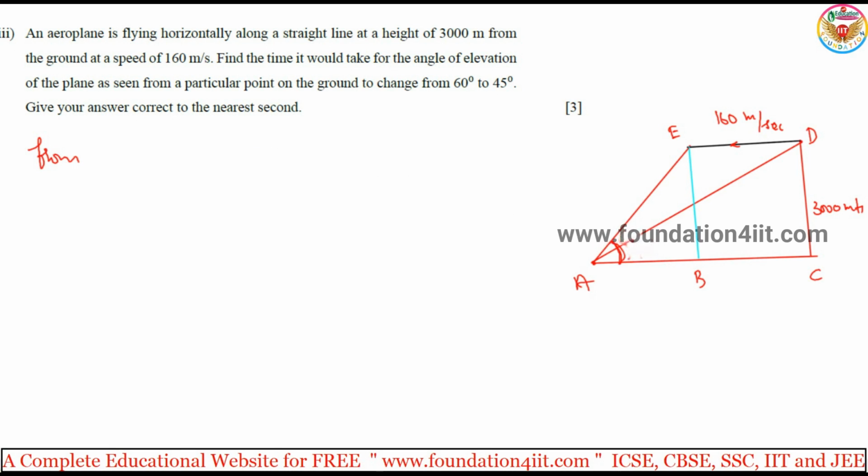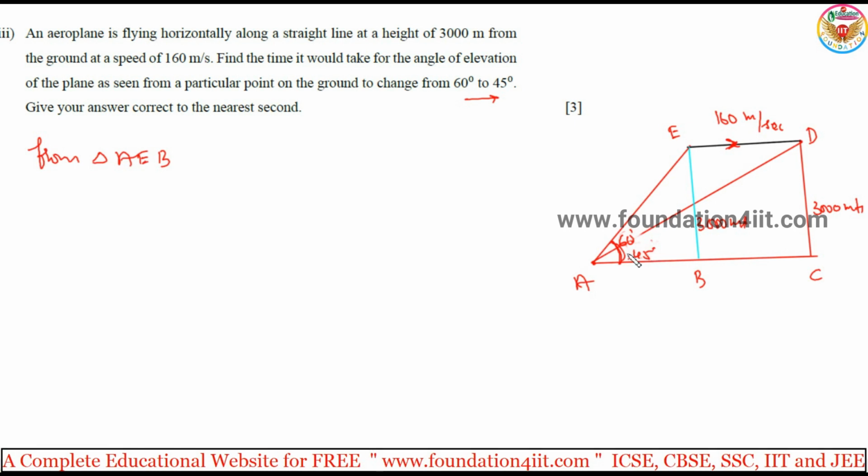Okay, so here is the angle. Now this entire angle is 60, and now this is 45 degrees. The change from 60 to 45 means traveling in this way, and EB is also the same, 3000 meters. Now let us take triangle AEB.